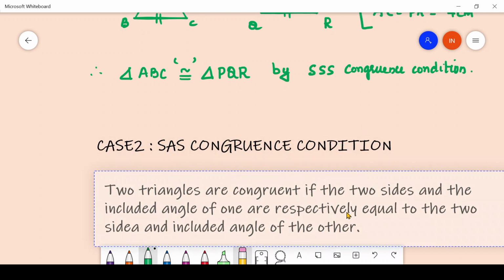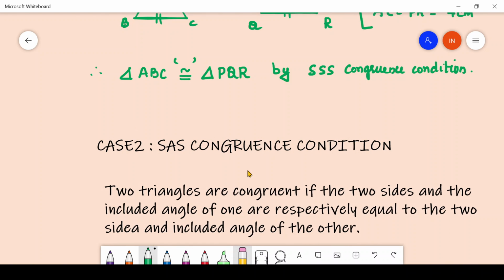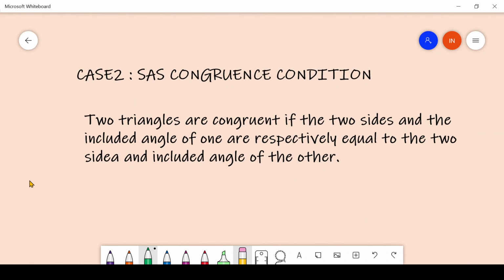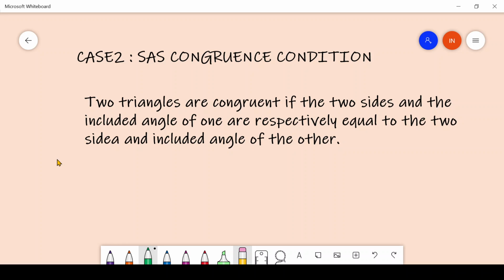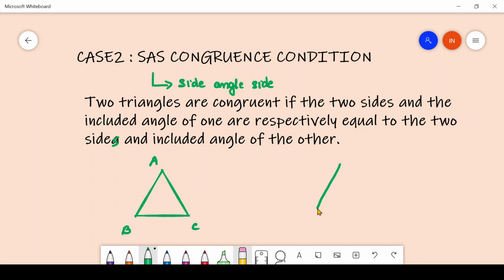So let us move towards the next, the SAS congruence condition. Two triangles are congruent if two sides and the included angle of one are respectively equal to two sides and the included angle of the other. What does this mean? I will show you with an example. As I told earlier, side, angle, side, right? Let me draw two triangles: this be ABC and another triangle PQR.